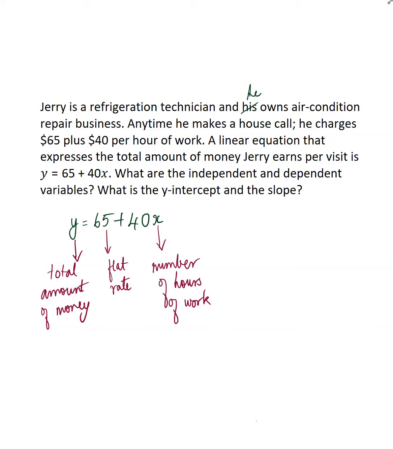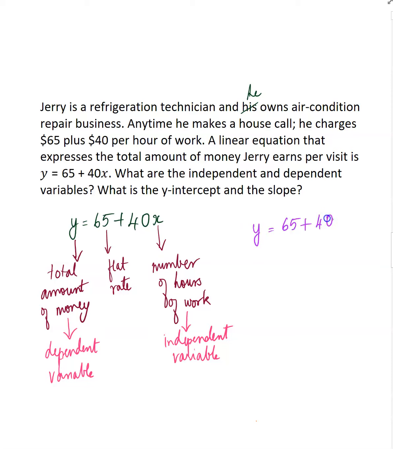So this would become our independent variable. And the total amount of money, the y, is our dependent variable. So we answer that part. What are the y-intercept and the slope? This is a very mathematical question. So let's write that out here.